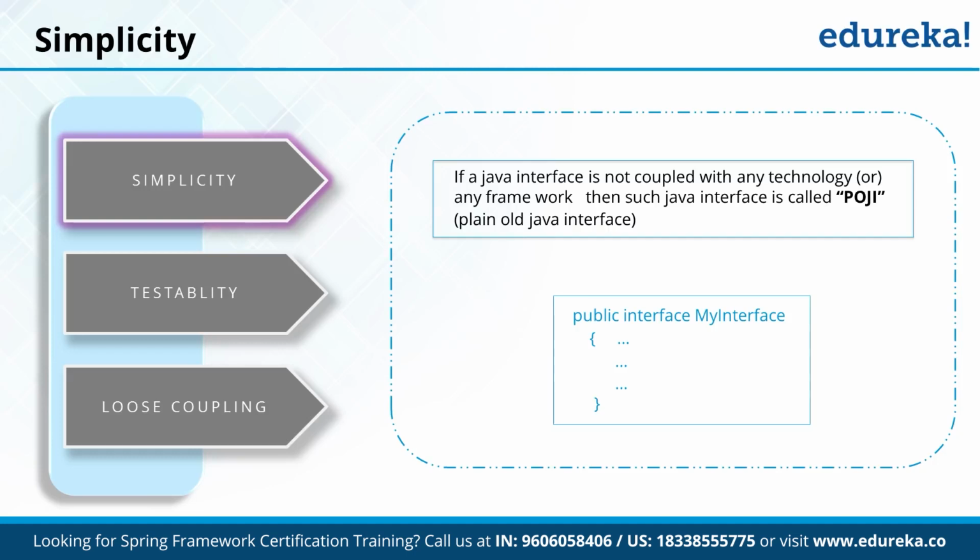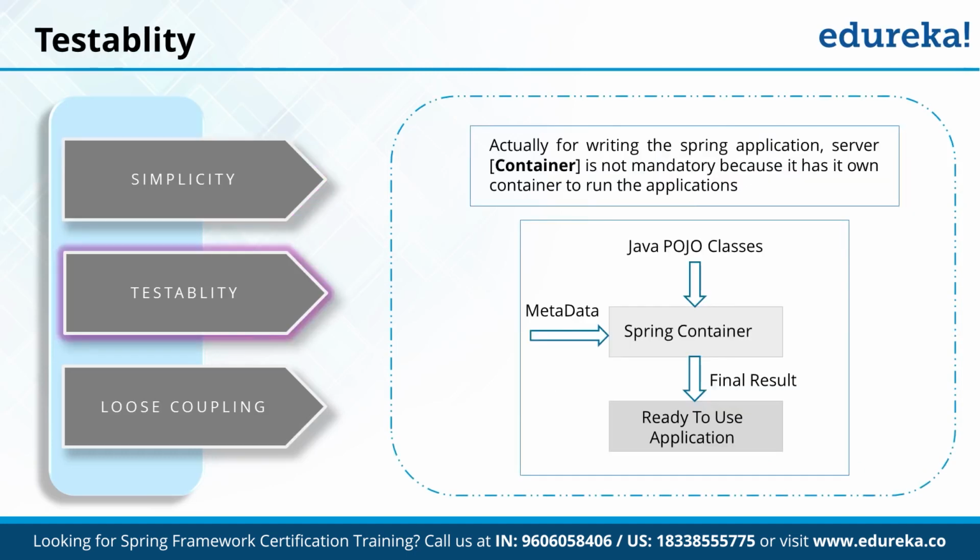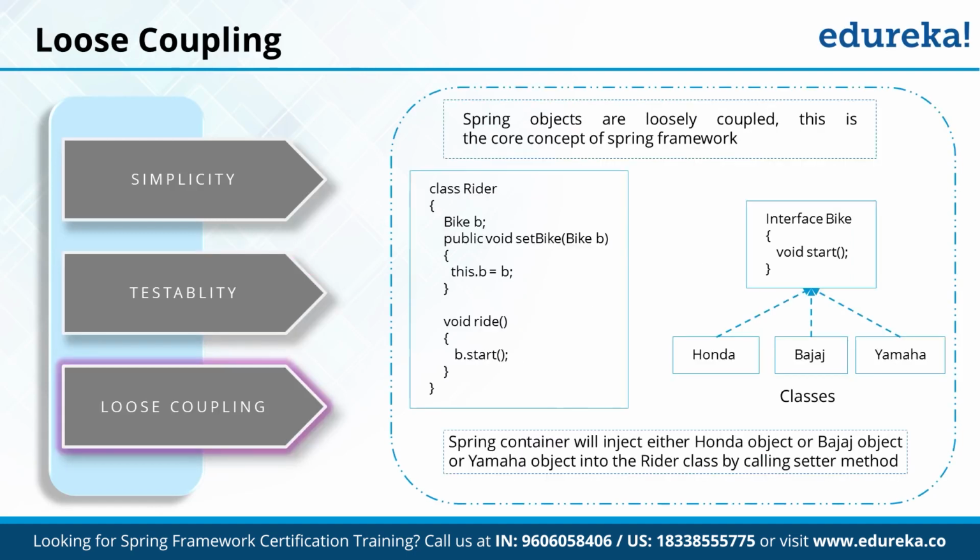Then we have something known as testability. The Spring framework already has the testing layers available. For example, we have JUnit already integrated. So you can always perform a unit test or an integration test as per your requirement, right? This is where we can write our own test cases and test our own code. This is also a great feature available in the Spring framework. Then we have loose coupling.